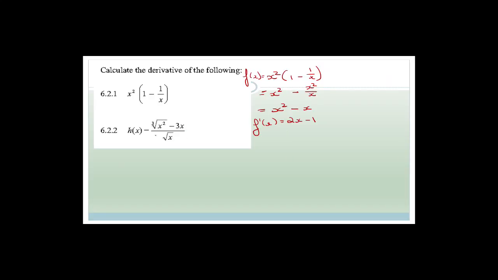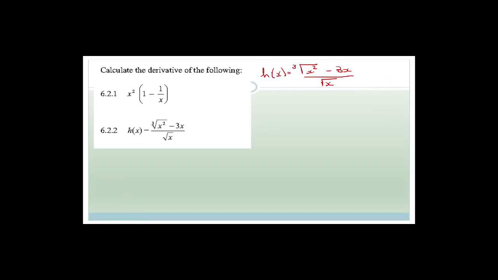Now let's look at this horrible thing. Okay, so let's try it. We've got h of x is equal to the cube root of x squared minus 3x, all divided by the square root of x. Again, we have to make this all very neat, with everything in positive exponents, before we can actually solve this.